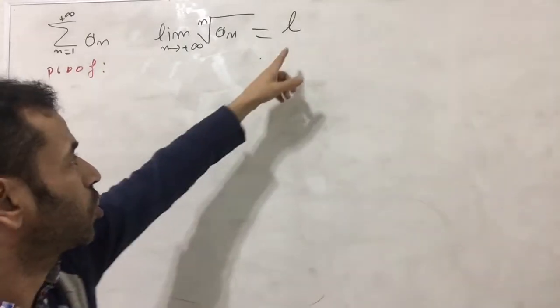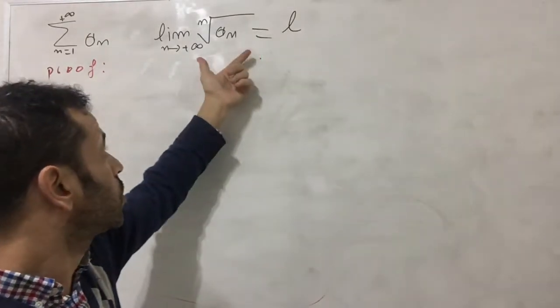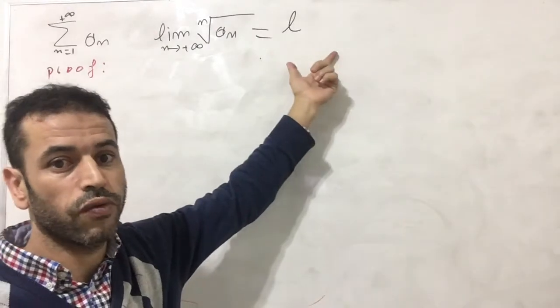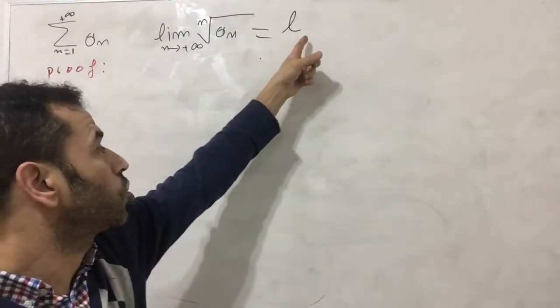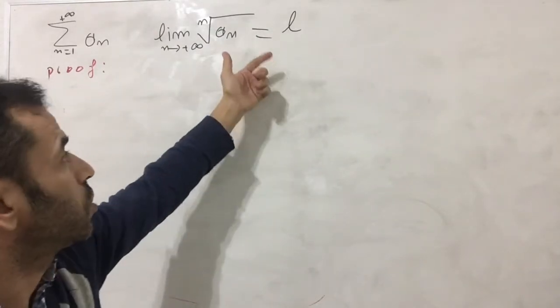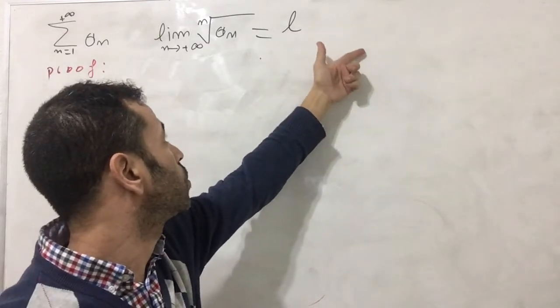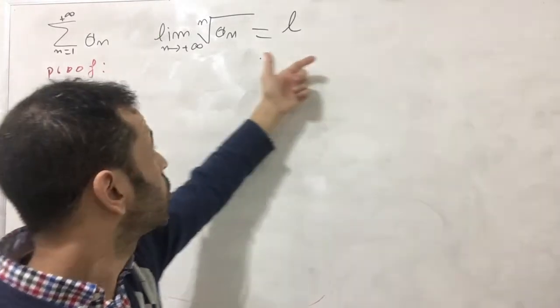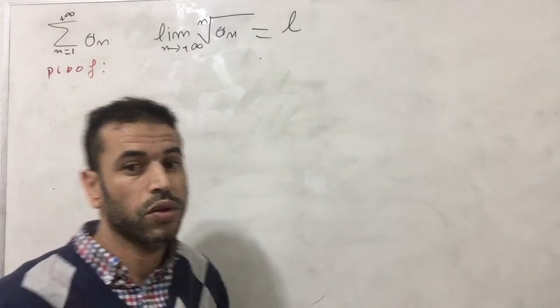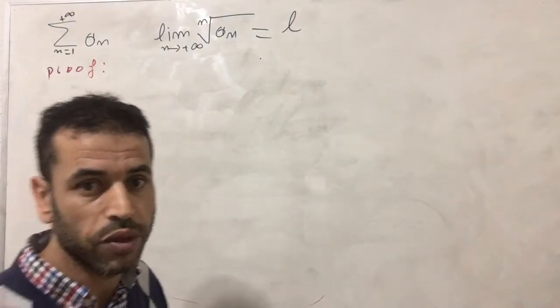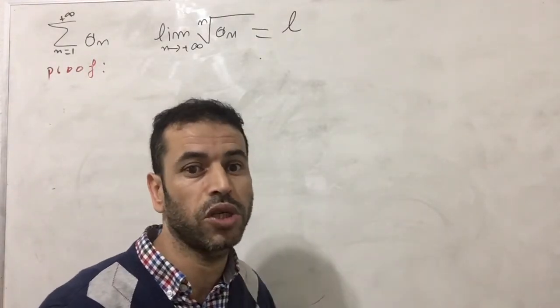If this L is strictly inferior than 1, this series is automatically going to be convergent. If we have L strictly superior than 1, this series is going to be divergent. If you have L equal to 1, this test doesn't provide any information, so we have to try another test.